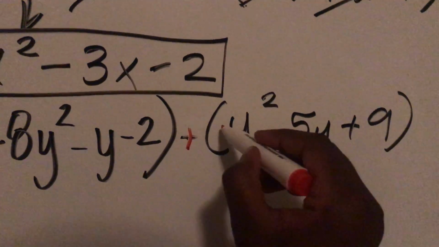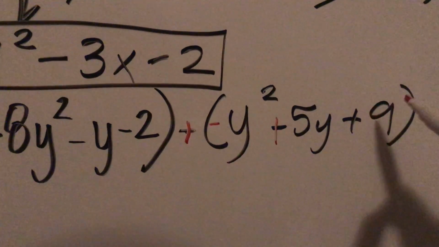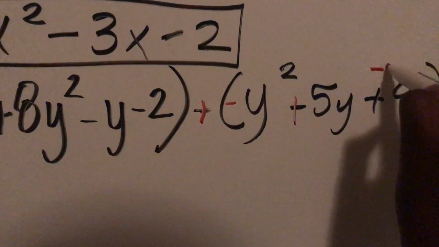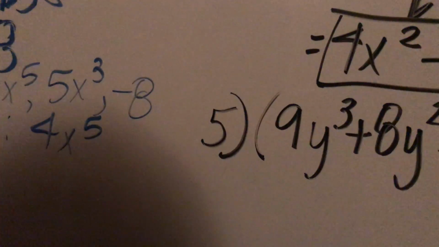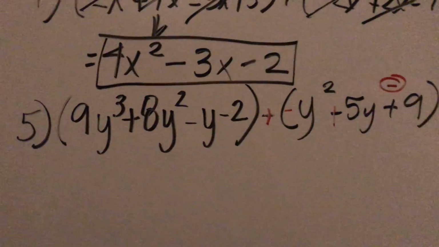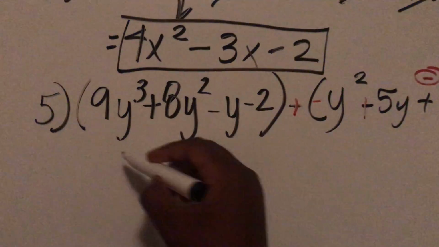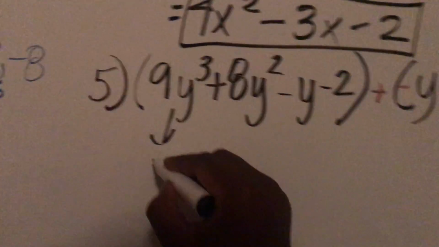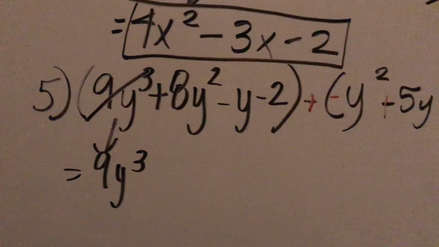So this is going to become a negative y. This is going to become a positive 5. And this is going to become a negative 9. Okay? So now we can solve like regular, like we did for number 4. So do we have cubes in the second parentheses? No, we do not. So you just bring that down. So that'd be 9y cubed.